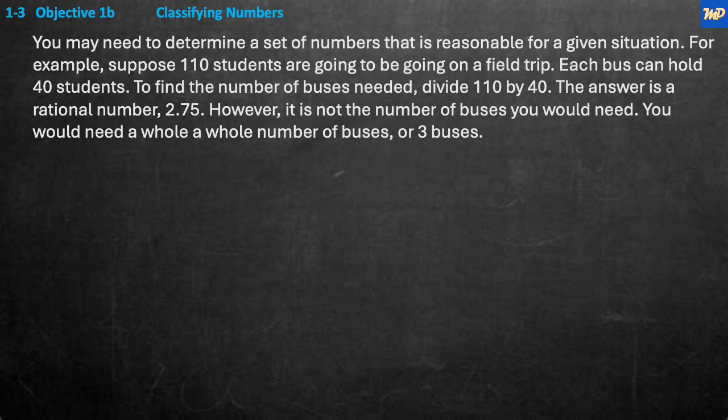So what do we do? We divide 110 by 40. The answer is the rational number 2.75 buses. However, it's not a whole number of buses. What do you need? You need whole buses. You would need a whole number of buses, or 3, right? Then you could carry 120 students, but you still need that third bus. So that's a little part to this.